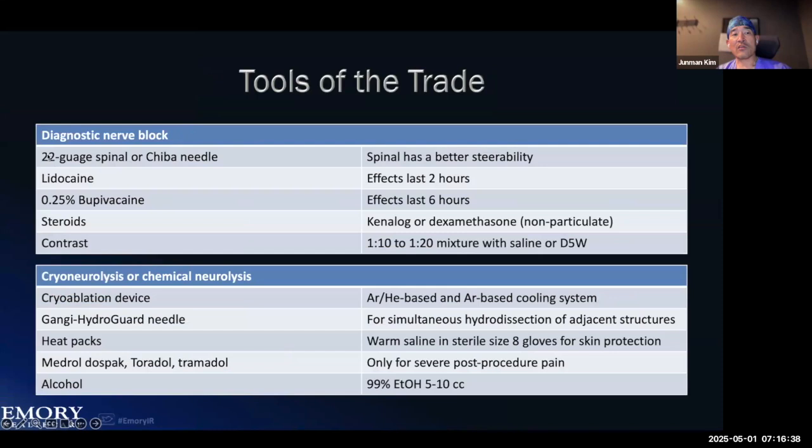So, tools of the trade. I almost always use a 22 gauge spinal needle for diagnostic nerve block. It has better steerability compared to a Chiba, but a Chiba can be used depending on circumstances.